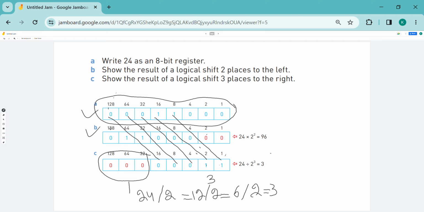So hopefully you got the idea of logical shifts on different numbers. That's all about today's lesson. Hopefully you got the idea of logical shifting right and logical shifting left.